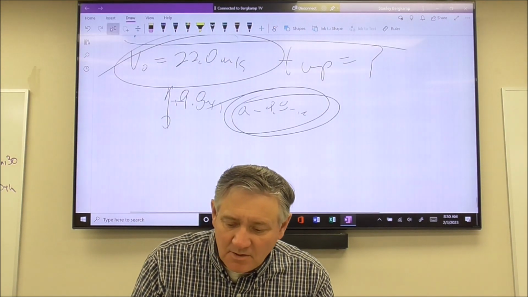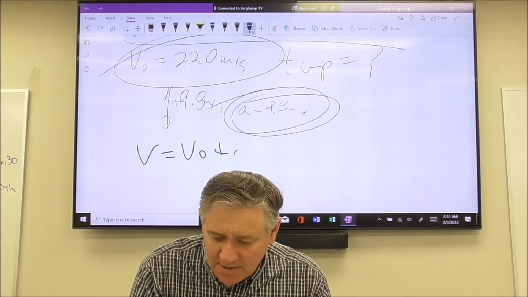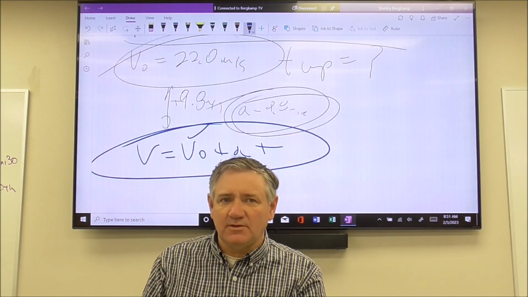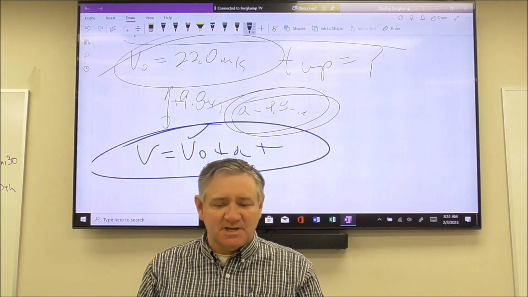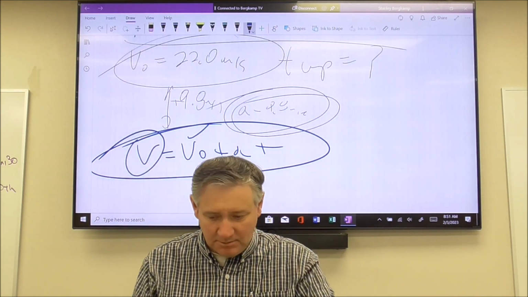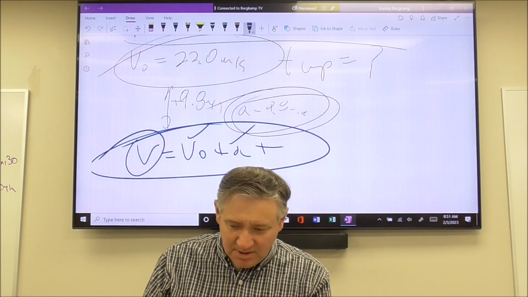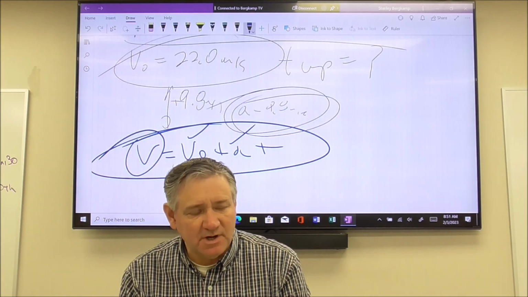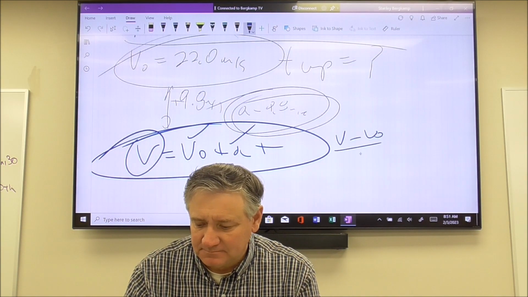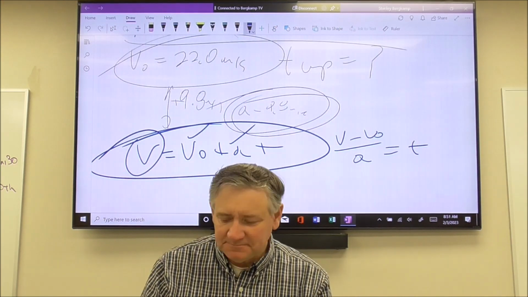Okay, so if we actually want to get the numbers, you know V equals V naught plus AT. Do you know your initial velocity on the way up? 22 meters per second. What's your final velocity when you reach maximum height? 0. You know your acceleration, negative 9.8 meters per second squared. What's the only thing you don't know? Time. So if you go V minus V naught over A, you get time. That's kind of cool, right?